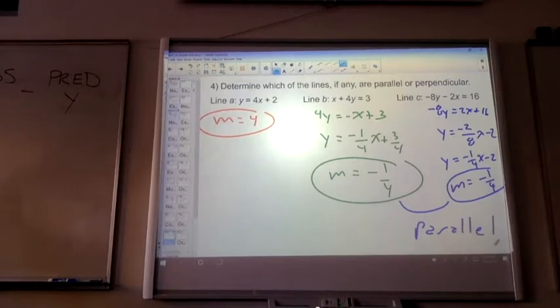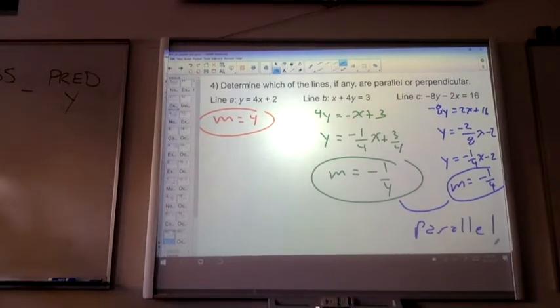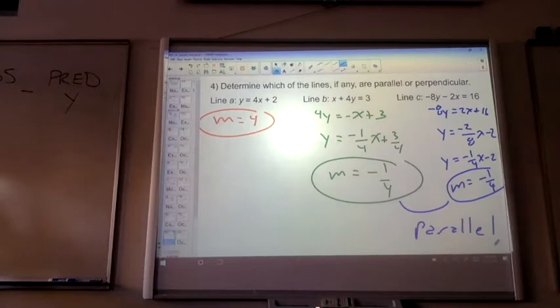How do I know they're parallel? They're the exact same slope.